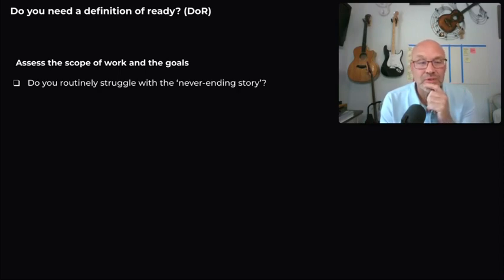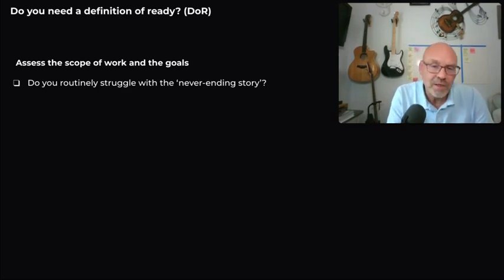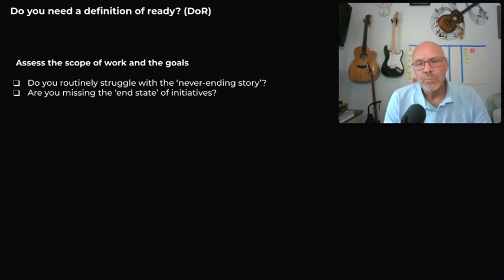So, do you and your team routinely, and that's the key word there, routinely struggle with the never ending story? It's like, when are we going to call this done? Is it ever going to get out the door? What is it that we're accomplishing, right? If you're struggling with the never ending story, then you could be a candidate for considering a definition of ready. Are you missing the end state of your initiatives?